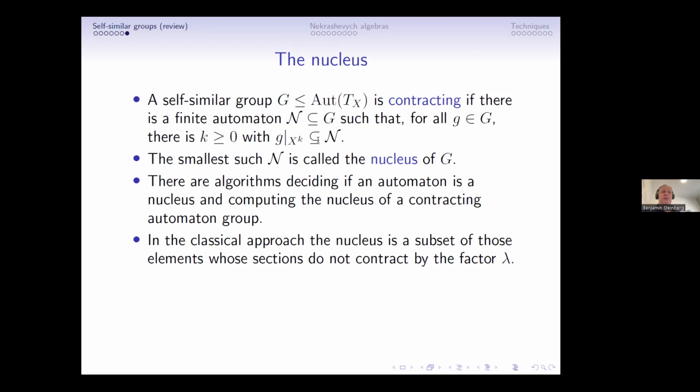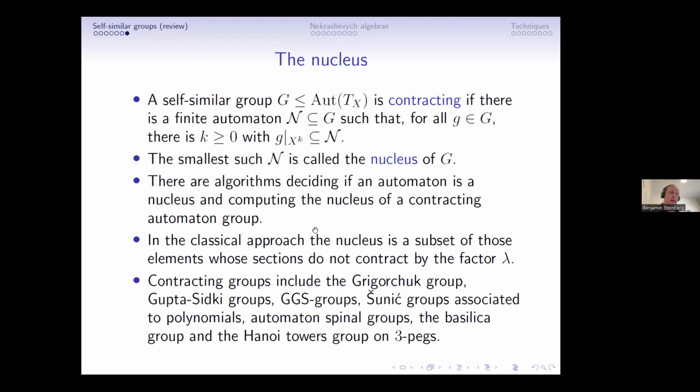So the idea, if you're given any element, by iterating sections, long enough sections, the length contracts below the point at which you no longer have the contraction property holding, and then you're within some finite set of elements of a particular word length. Important examples include Grigorchuk's group, Gupta-Sidki groups, GGS groups, which stands for Grigorchuk-Gupta-Sidki groups, something called Sunic groups, which I'll talk about later, something called spinal groups, which I won't talk about, the Basilica group, which I won't talk about either, the Hanoi Towers group on 3 pegs, which I also won't talk about. But anyway, it's a significant class.